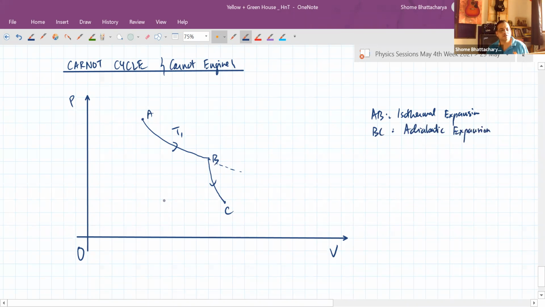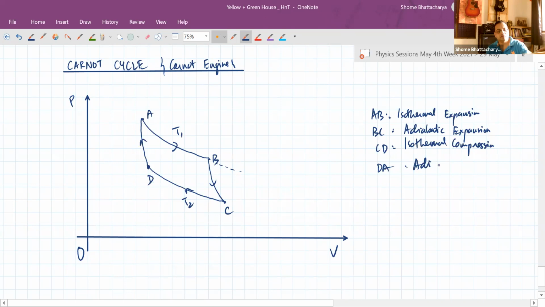And after these two expansions, your next two processes are compressions. So you follow BC with another compression, but this compression is isothermal again. This is at a temperature T2. So again isothermal, but this time a compression. And finally, you compress it to a point where you can come back to A via an adiabatic process. So DA is an adiabatic compression.